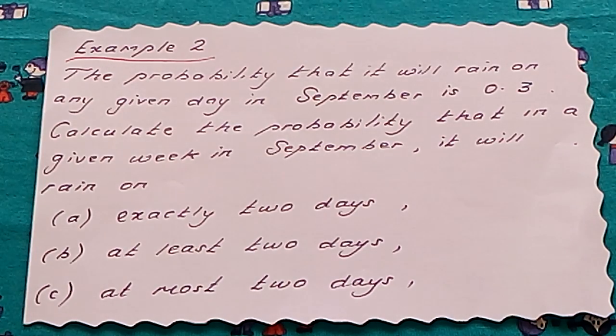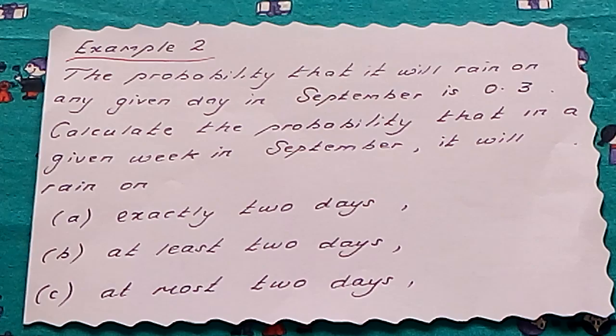Let's consider this question. The probability that it will rain on any given day in September is 0.3. Calculate the probability that in a given week in September it will rain on part A, exactly 2 days, part B, at least 2 days, part C, at most 2 days.